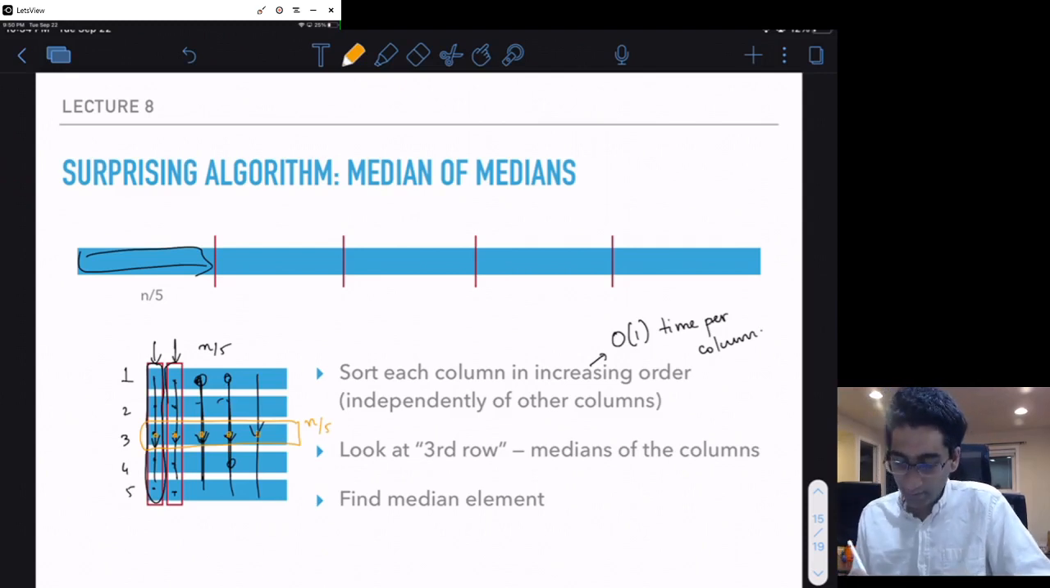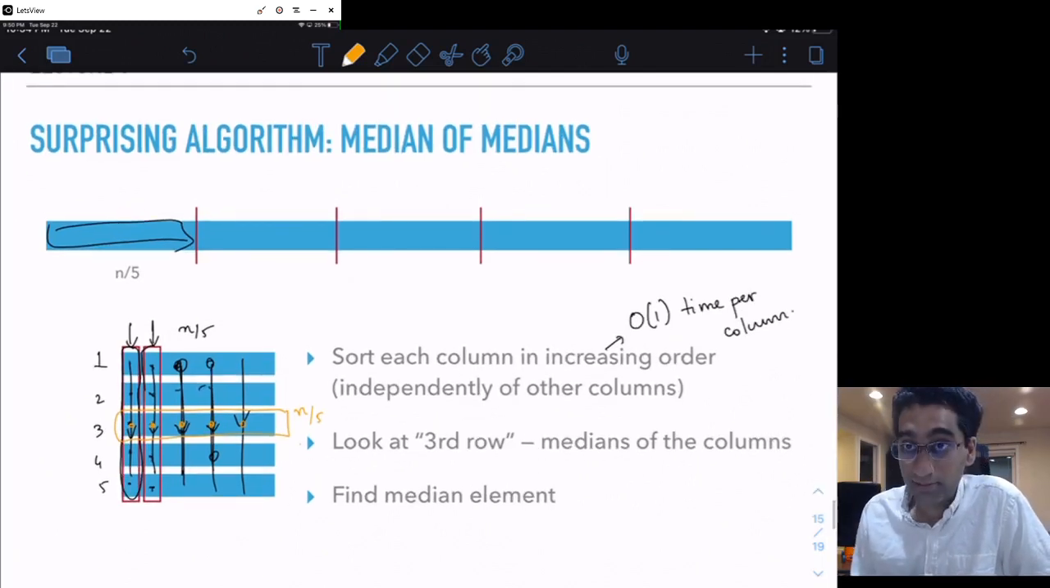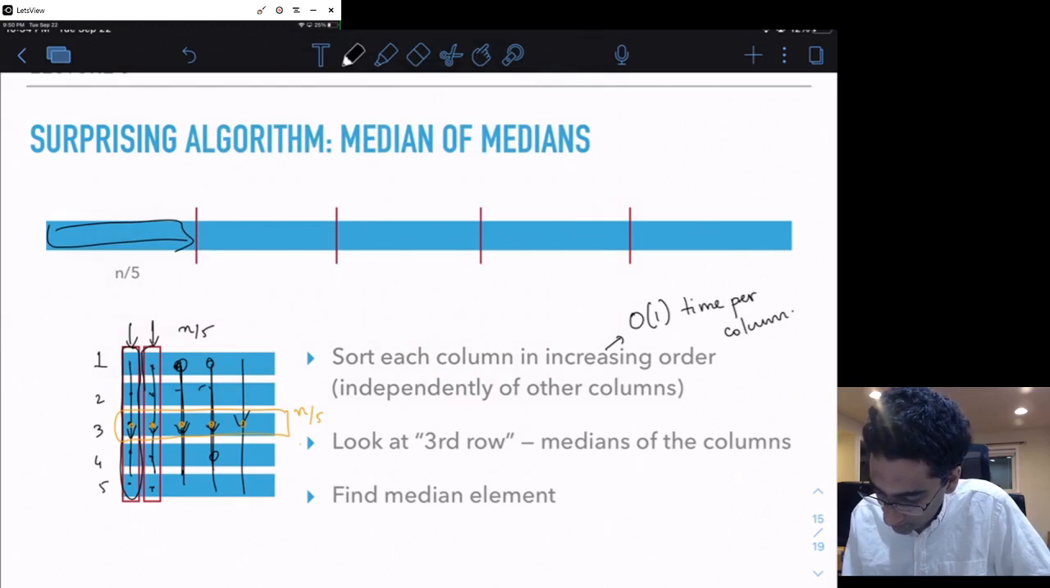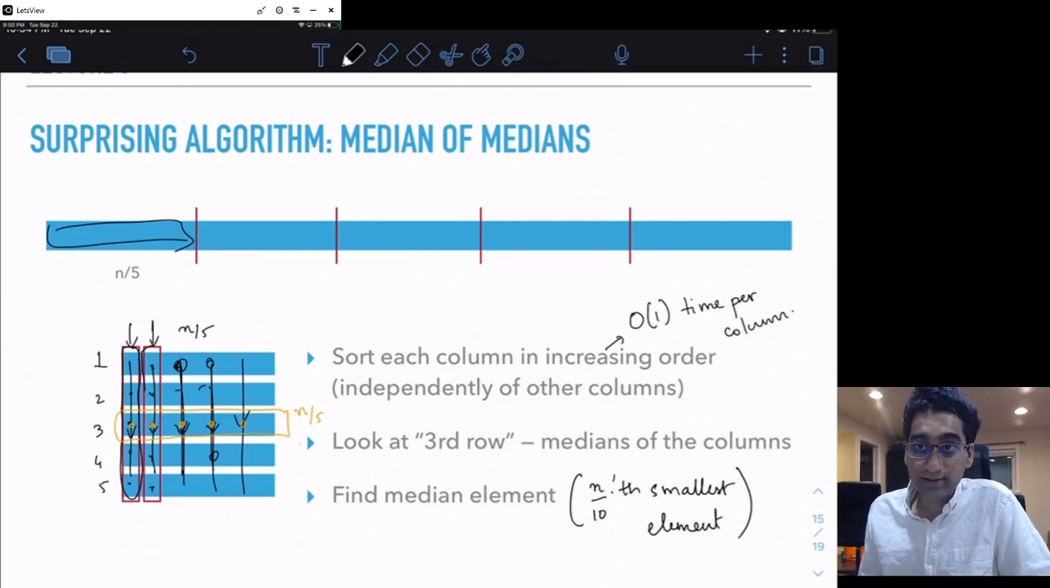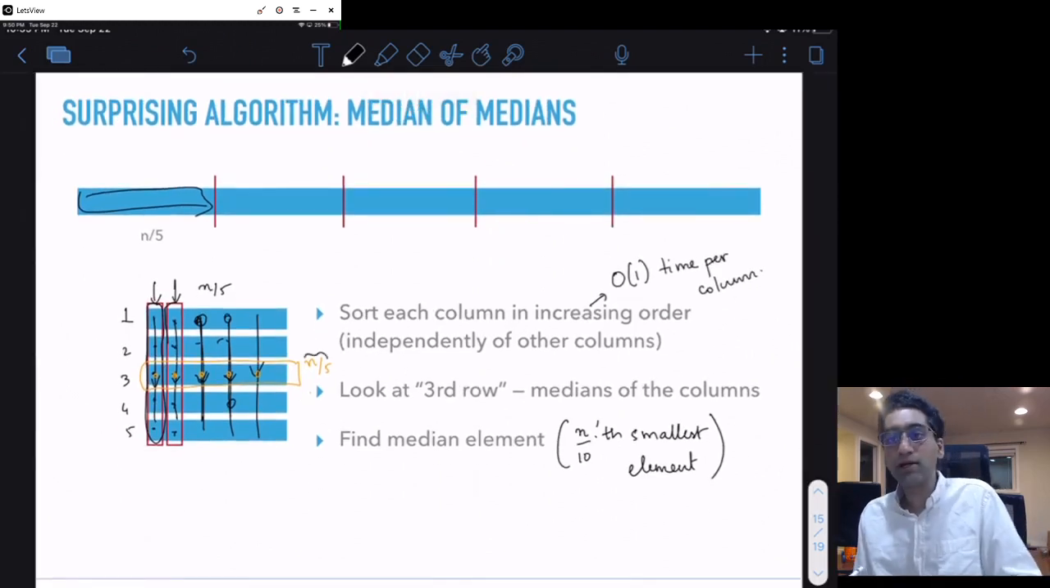Now what I want to look at is this array of medians. I want to find the median of this array, the median element, or equivalently the n by 10th smallest element. How do I do this? It's a smaller array, an array of size n by 5, so I can do it by recursion. Okay, so let's say I do that.